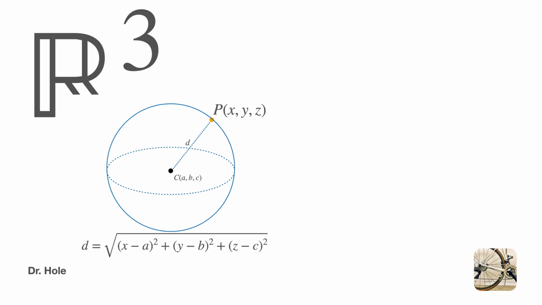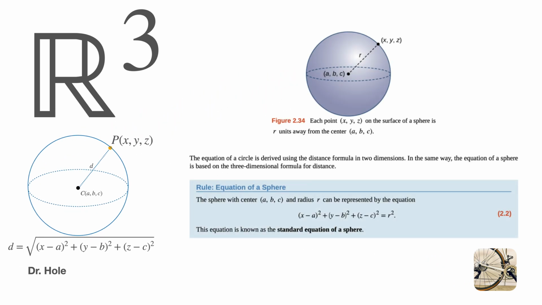If we open up the book, we can find that this is captured here in the equation of a sphere. Difference in x's quantity squared, difference in y's quantity squared, plus the difference in z's quantity squared, where a, comma b, comma c is the center and r is the radius. And a nice little picture.